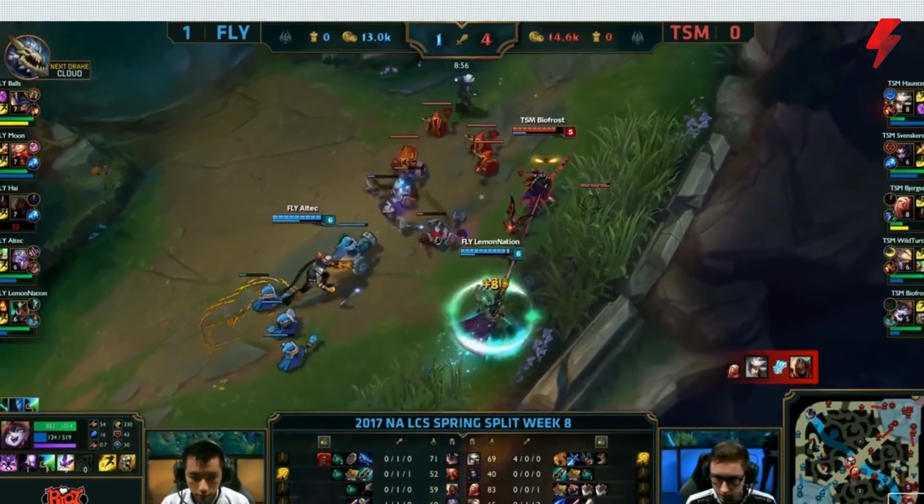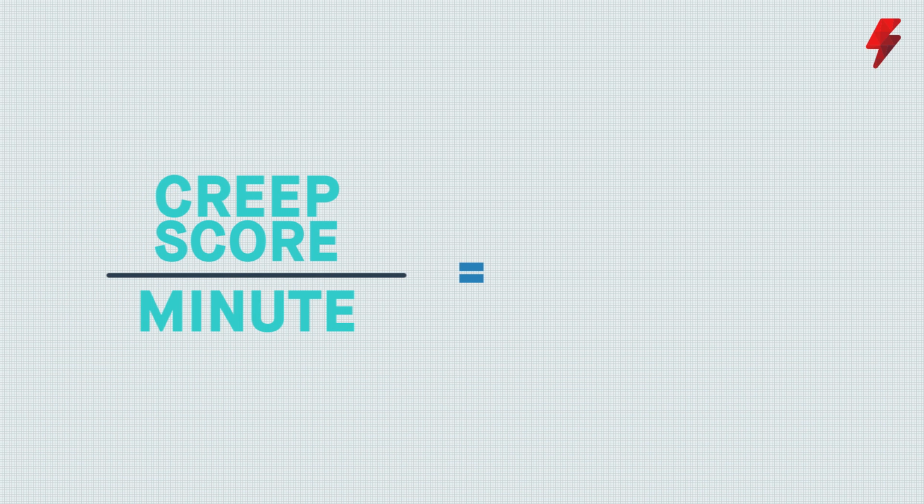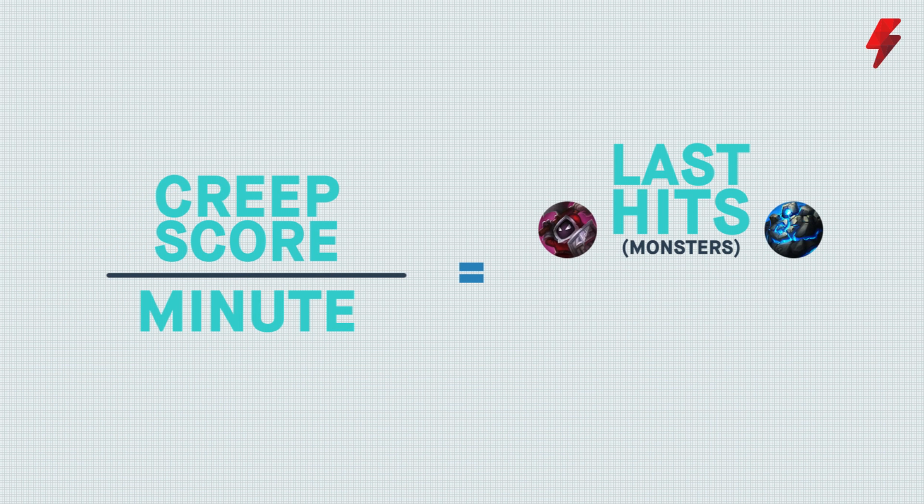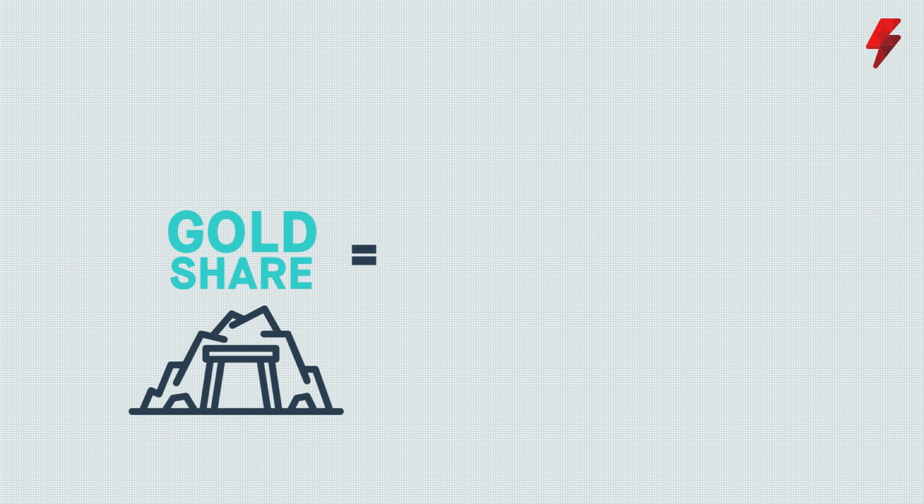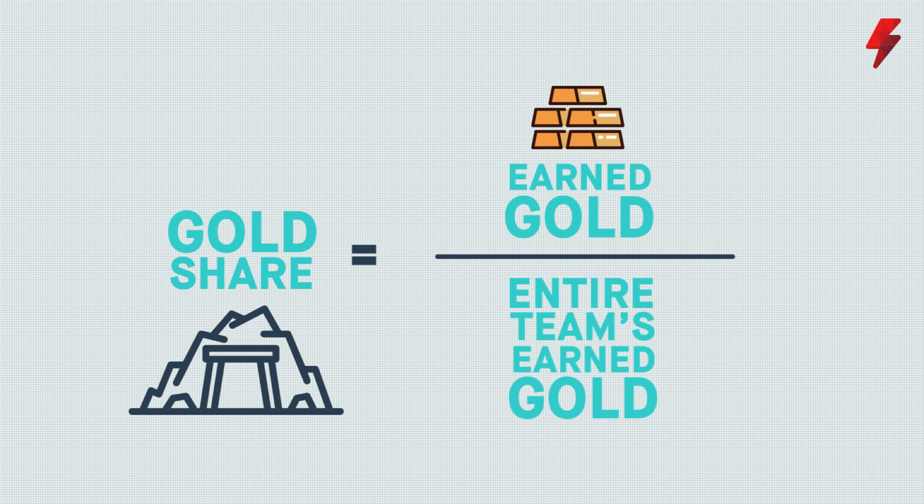Next up are two common resource metrics. Creep score per minute is a player's last hits on minions or neutral monsters divided by game length. Gold share is a player's earned gold divided by the entire team's earned gold after removing starting gold and inherent gold generation. These stats help us understand a player's role on their team.